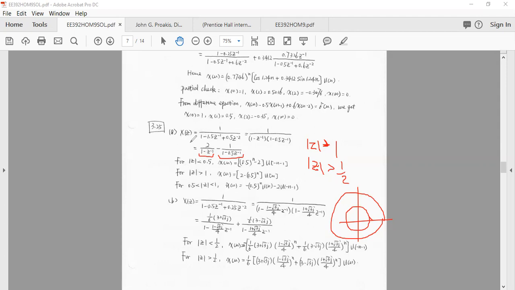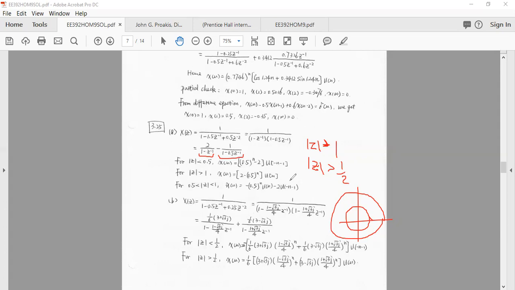So for the anti-causal signal that gives us this particular Z transform, performing the inverse Z transform using the properties given in your textbook, page number 170, we get x of n equal to 0.5 to the power of n minus 2, whole multiplied by u of negative n minus 1, right? What if the signal is causal? The causal signal that gives us this Z transform, that is, |z| greater than 1, like I said, would be x of n equal to 2 minus 0.5 to the power of n, whole multiplied by u of n.